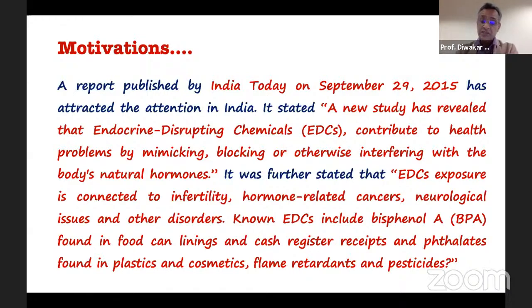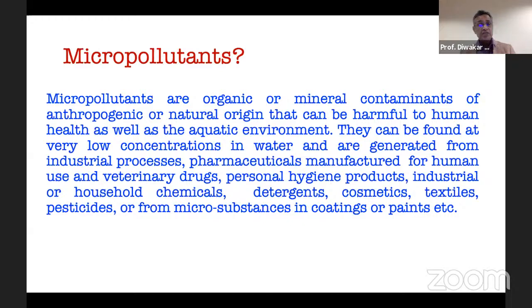These are known as EDCs, as we all know with bisphenol A. Nowadays, on most plastic bottles, they say bisphenol A free or BPA free. Now the concern has come, in addition to this, to micropollutants. In fact, micropollutants include all these EDCs, pharmaceutical compounds, and a variety of personal care products.